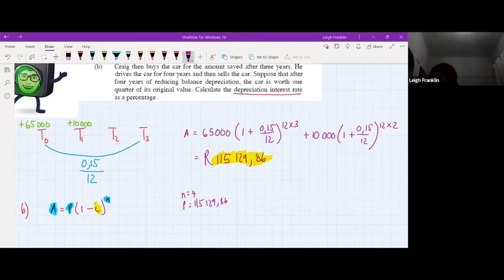I'll tell you what I'm going to do. How are we going to work out what A is? Where do you get that, Kulani? Okay, where are you getting 16,250 from?